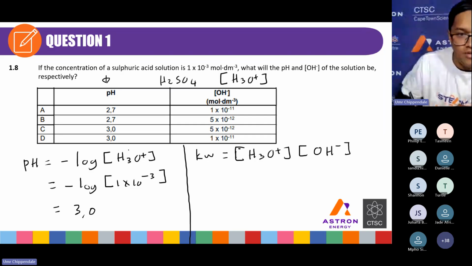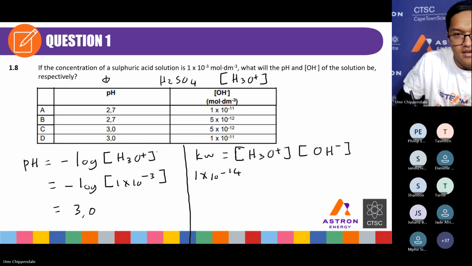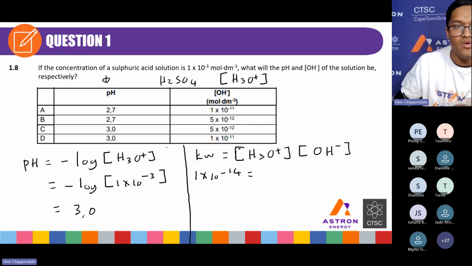Now, our Kw formula is actually 1 times 10 to the negative 14 is equal to the concentration of our hydronium ions, and that was given to us. That was 1 times 10 to the negative 3.